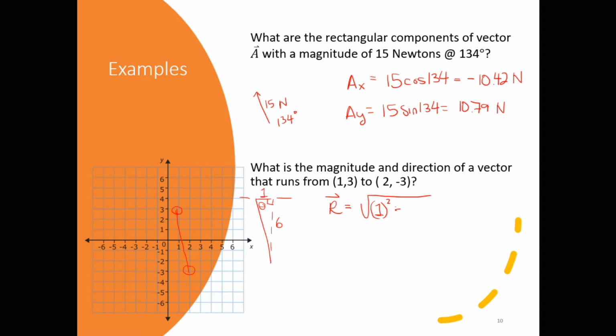the root of x squared plus y squared. This is the Pythagorean theorem, root 37. Great. So now we have a magnitude, but we also need a direction.